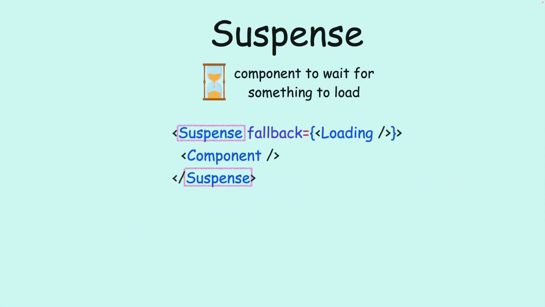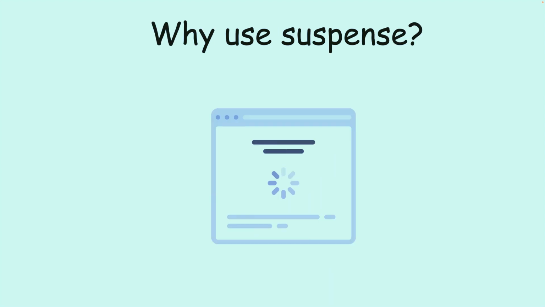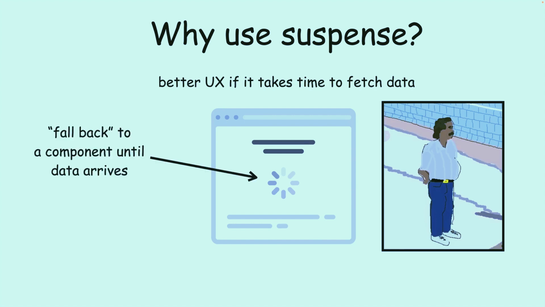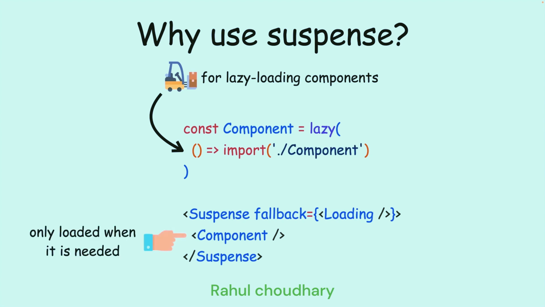Suspense is a special component that helps you handle loading a component or its data. Suspense is helpful for components that take some time to fetch data. It provides a better user experience to show a fallback component like a loading spinner until the data is available instead of nothing. Suspense is also useful if you're lazily loading a component, which lets us load a component only when it's needed.